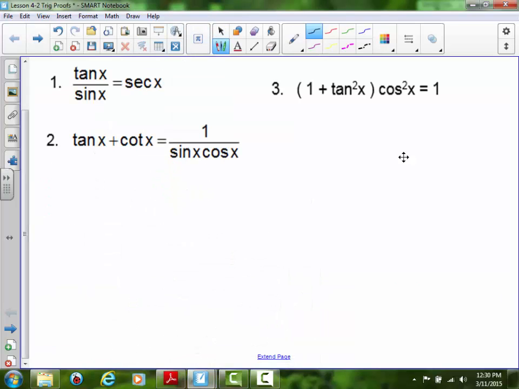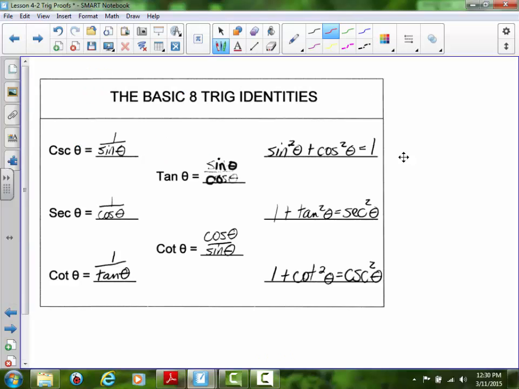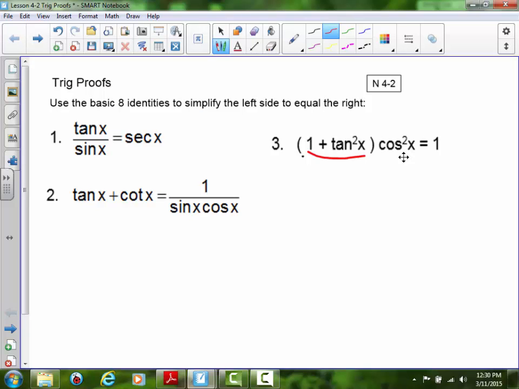We have 1 plus tan squared x times cosine squared x equals 1. All right. Now we could go ahead and distribute the cosine squared x to both, but this looks vaguely familiar. Hopefully it does to you as well. Okay, if I check my list over here, 1 plus tangent squared x equals secant squared x. So if I use that identity, I can replace that with secant squared x times cosine squared x.